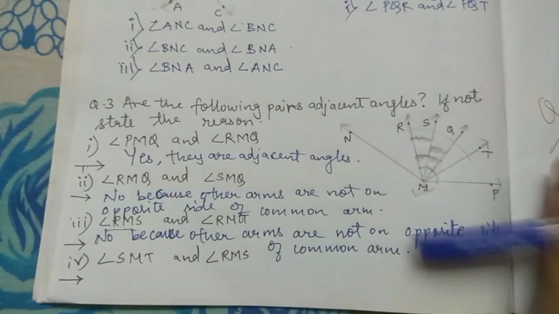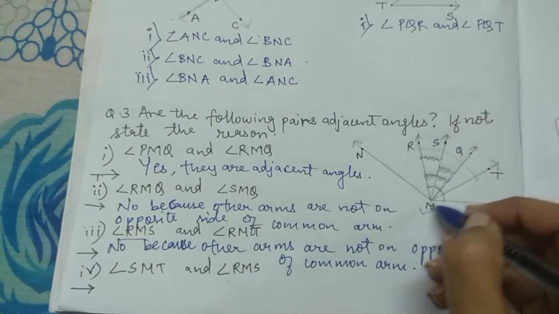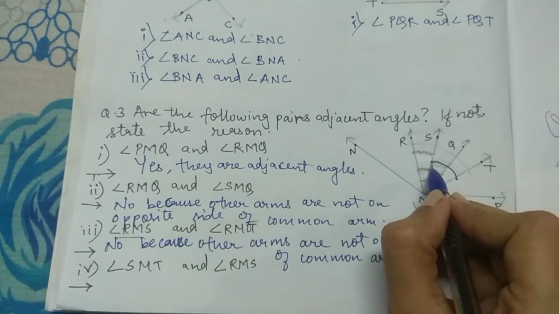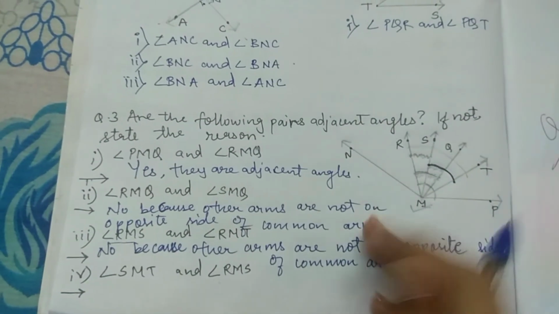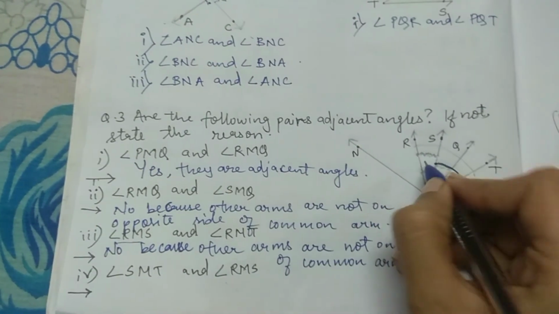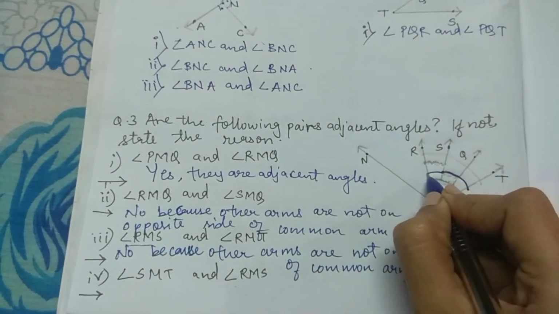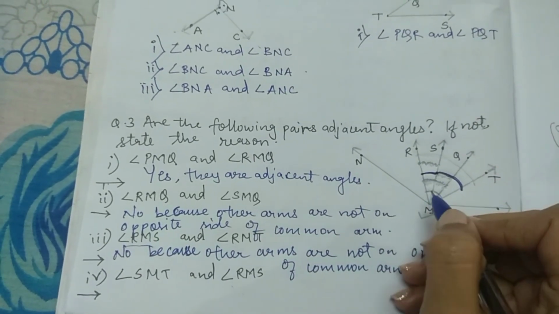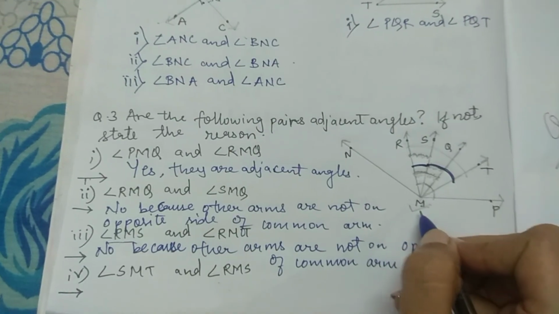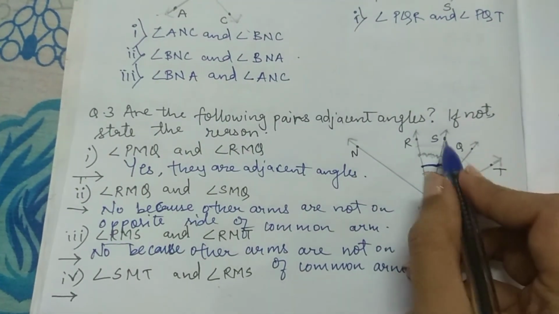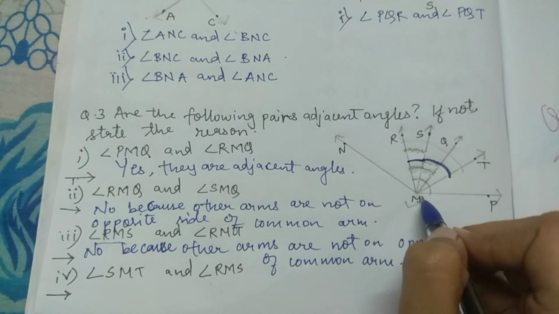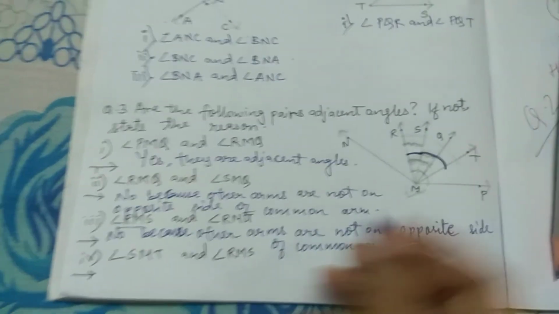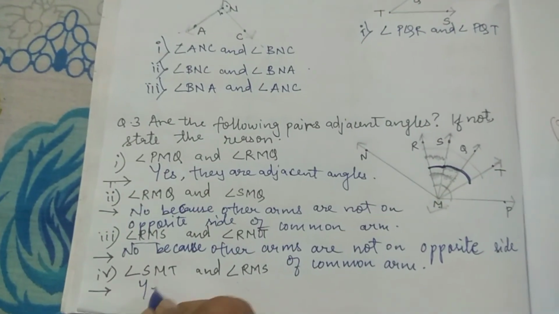Lastly, SMT. So SMT, this one. With the pen I am showing now. SMT and RMS. RMS, this one. SMT and RMS. So yes, they have the common vertex M. MS is the common arm, and MR and MT are on opposite sides of the common arm. So yes, they are adjacent angles.